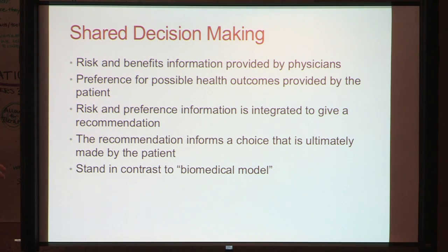And the perspective that I'm coming from here today is one that's a little more quantitative maybe, but still shared decision making, and the idea that risk and benefit information is provided by physicians or by epidemiologists from the medical literature, et cetera. And then preference for outcomes are provided by the patients, and that information is integrated to inform patients about a recommendation based on their own preferences and what we know about risks. And then the patient makes the final choice. And this stands in contrast to the biomedical model where the physician looks for disease, tries to find disease, and then tries to fix disease without the patient really being involved.